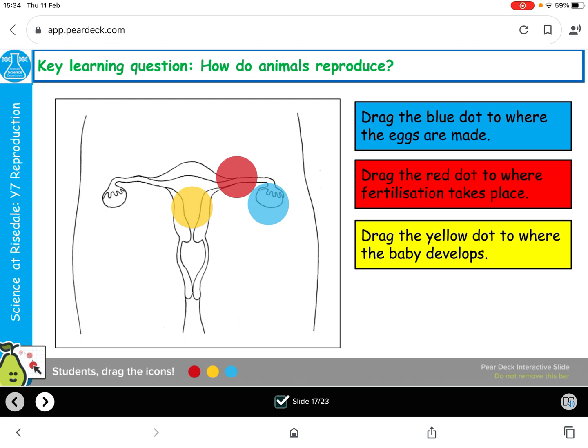Okay, this slide challenges you to use the diagram of the table to identify different parts of the system. The blue dot is on an ovary. There are 2, so you could have put the dot on the other side as well. The red dot is on an oviduct. Again, there are 2, so you could have put it on the other side. The yellow dot is over the uterus.